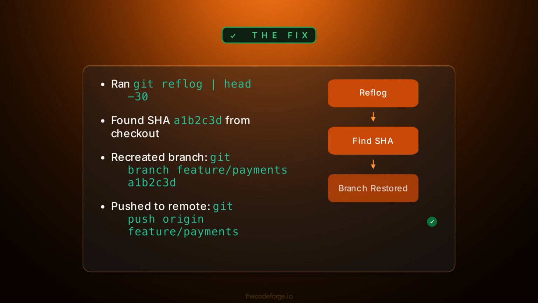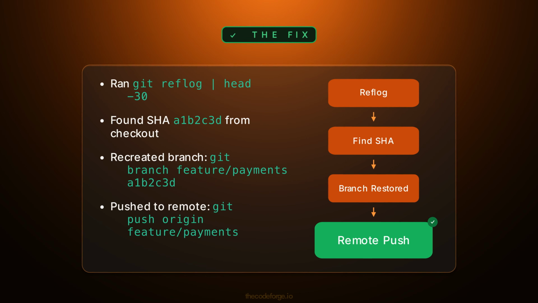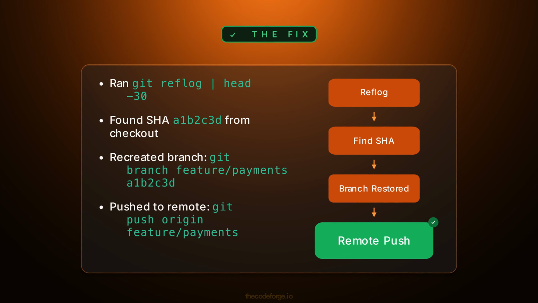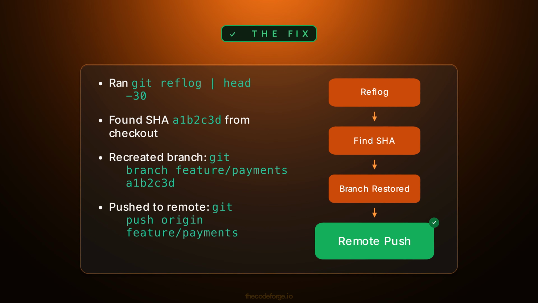The fix was simple. A senior engineer ran git reflog HEAD and found the entry, a1b2c3d HEAD@{14}: checkout: moving from feature/payments to main. That SHA was the last commit on the deleted branch. They ran git branch feature/payments a1b2c3d to restore the branch pointer, then pushed to remote. 3 weeks of work recovered in 30 seconds.